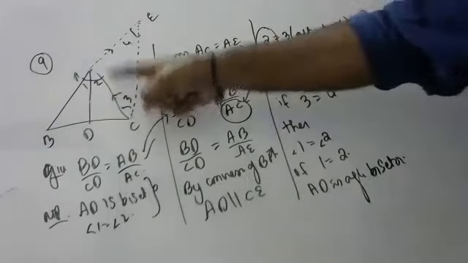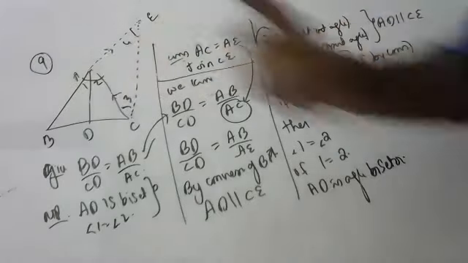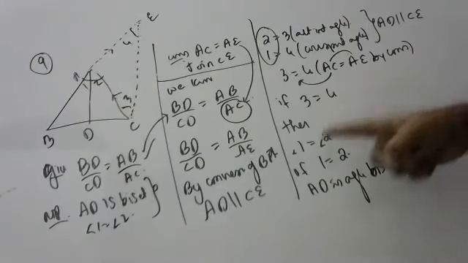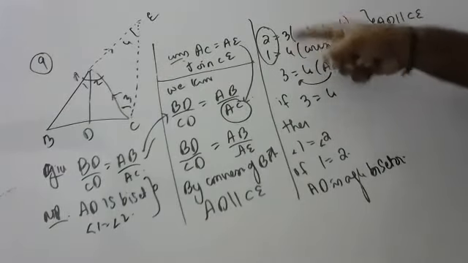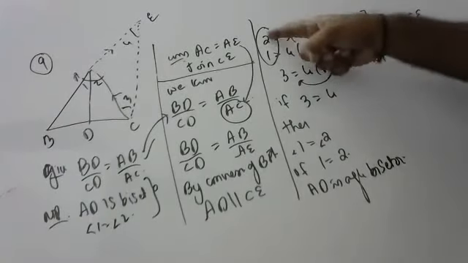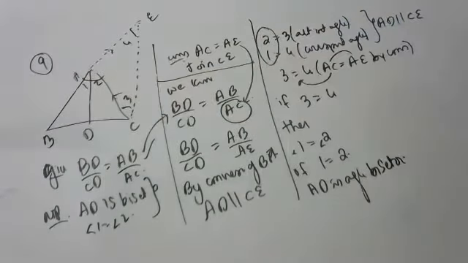By construction, AC and AE are equal, so 3 and 4 are equal. If 3 and 4 are equal, 1 and 2 are equal, because 2 is equal to 3 and 1 is equal to 4. If 1 and 2 are equal, it is the angle bisector.